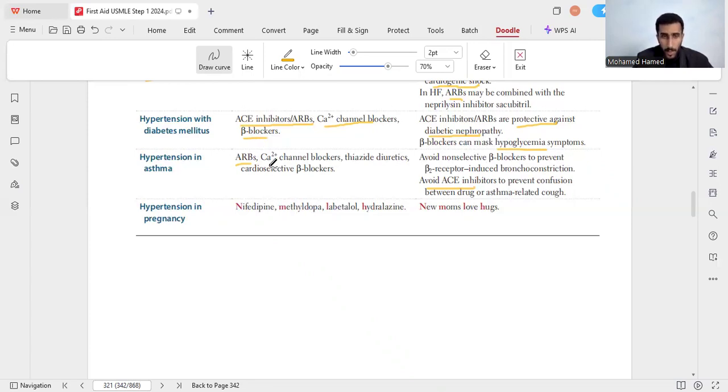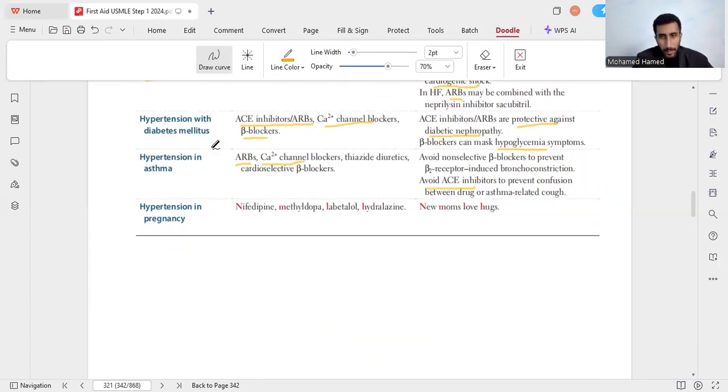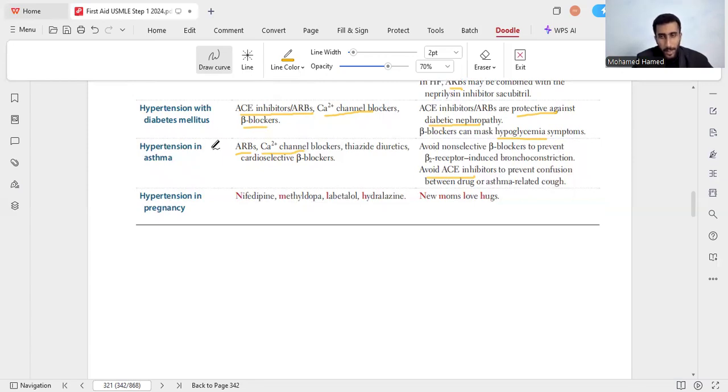Also, you may use calcium channel blockers. Calcium channel blockers are mostly neutral, not related. You can use them with diabetes. You can use them with asthma. So whenever you don't know, don't think about contraindication. You can use calcium channel blockers. Very common to be used. So thiazide diuretics can be used in asthma.